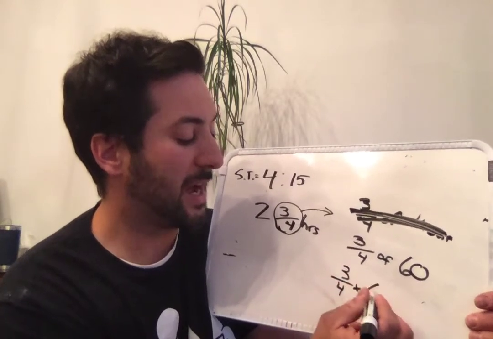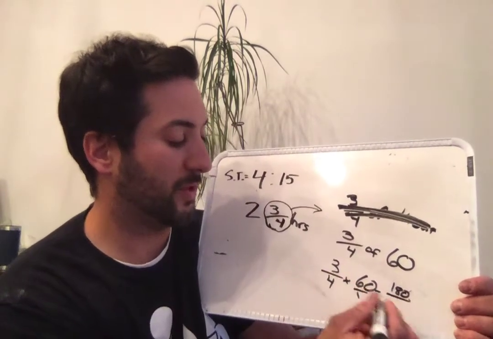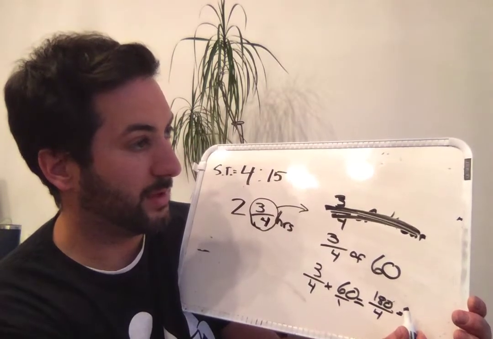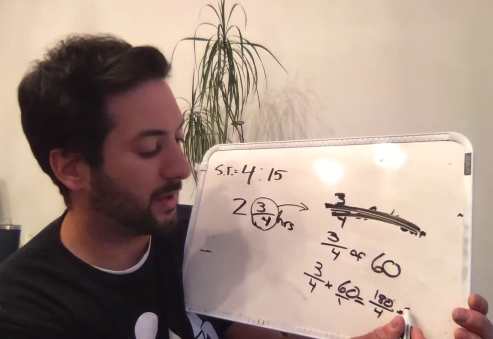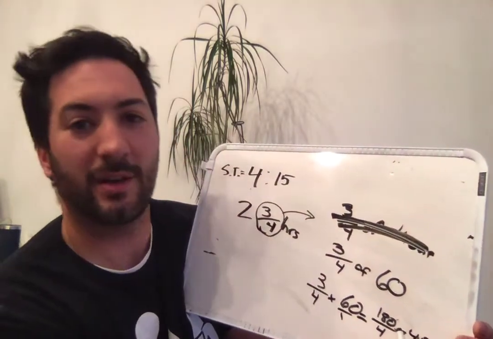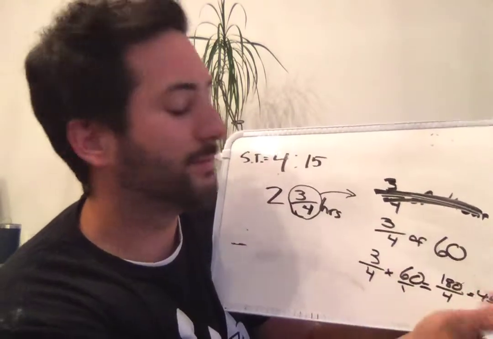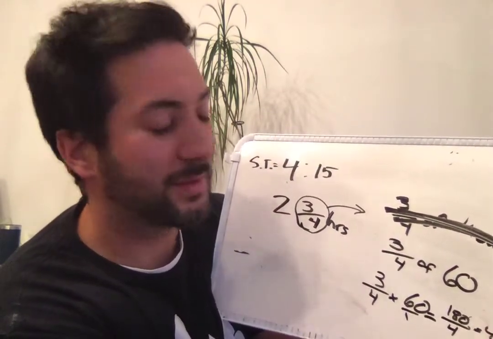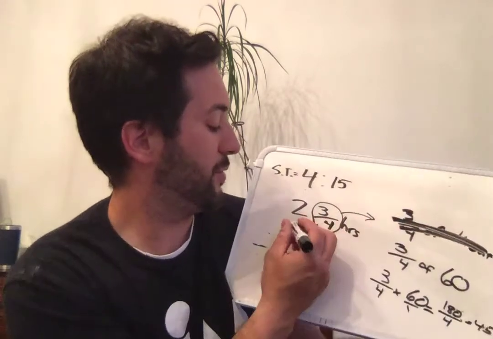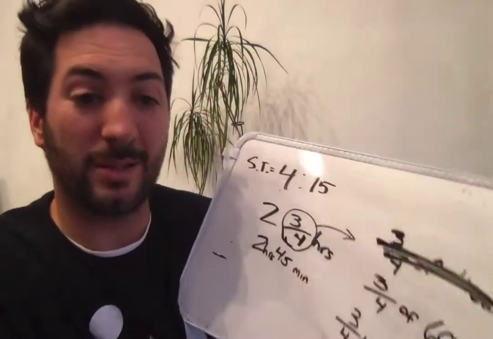So what is 3/4 of 60? That means 3/4 times 60, right? 3 times 60 is 180. Then 4 times 1 is 4. 180 divided by 4 is 45. Hopefully I did that math right. Yeah, 45. That took me a long time. I'm sure some of you guys did that quicker than I did. So 3/4 of an hour would be 45, right? So 2 3/4 hours is the same thing as 2 hours and 45 minutes.